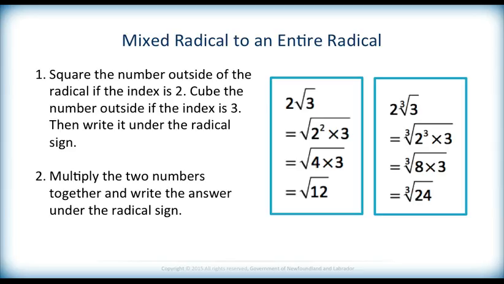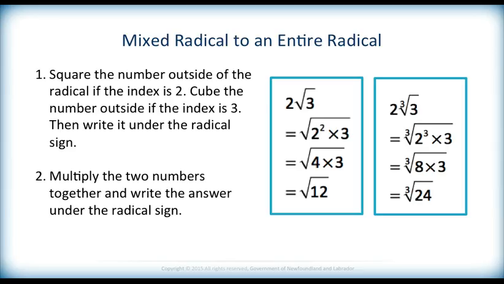First, you're going to square the number outside of the radical if the index is 2. Cube the number outside if the index is 3. Then you're going to write that answer under the radical sign. Second, multiply the two numbers together and write the answer under the radical sign, as can be seen by 2 and a square root of 3.